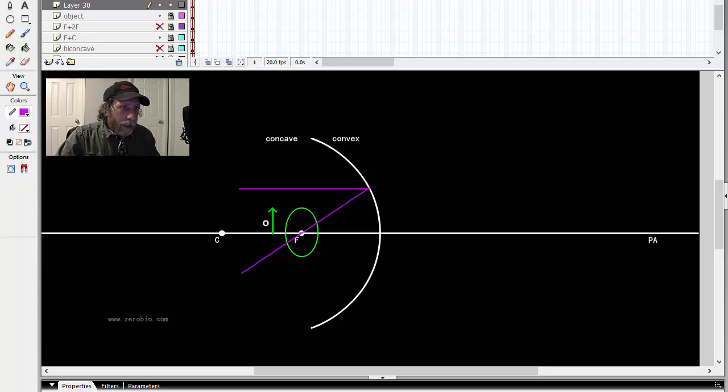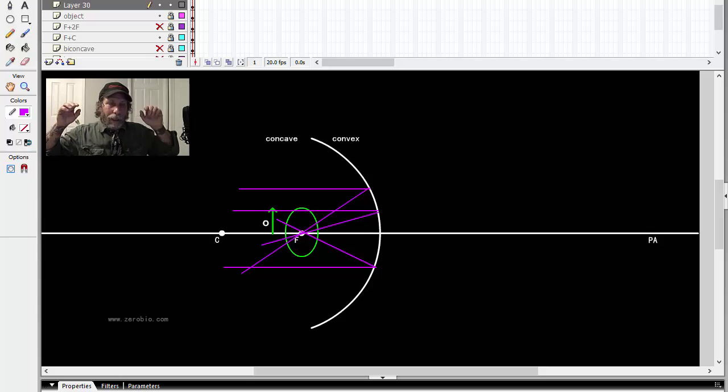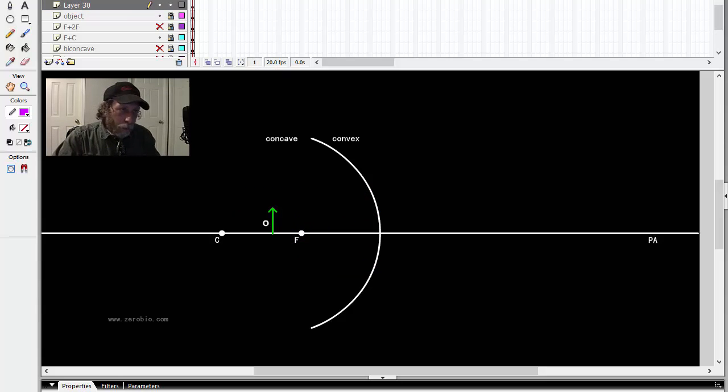So if I do a parallel ray, right there anywhere, it's going to go through the focal point. Or if I do one right there, parallel to the principal axis, it's going to go through the focal point. So concave mirrors are also referred to as converging mirrors because the rays of light converge at the focal point. All right, so that's the focal point.